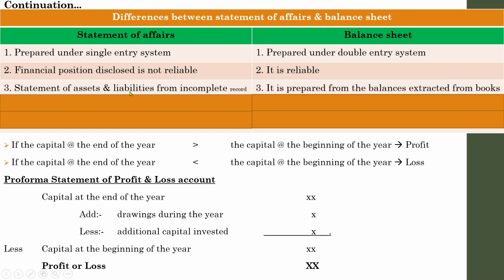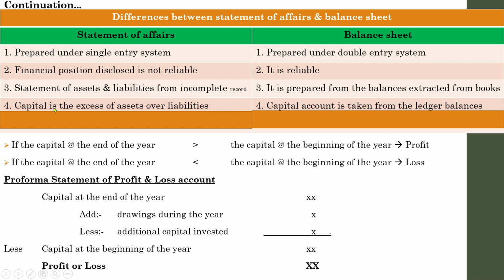Statement of assets and liabilities from incomplete records. We know the concept, because the single entry system doesn't record all the transactions, and statement of affairs is prepared to know the opening capital or closing capital, so it is on the basis of incomplete records. Whereas balance sheet is prepared on the basis of balances extracted from subsidiary books or ledger accounts or whatever accounts that we have prepared by following the double entry system. So it is reliable and correct.